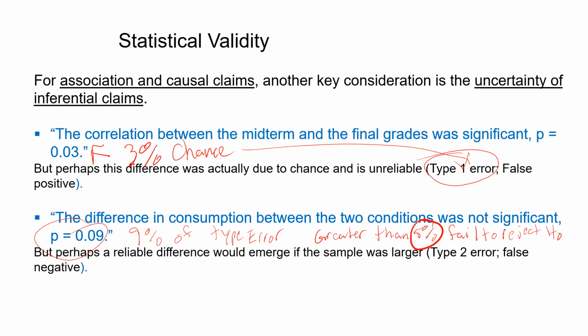However, there could be a difference between those two variables, so we could be committing a type 2 error, which is a false negative. We could be saying there's no effect when there actually is an effect. So these are two things that need to be considered, and then the power of your statistics as well, which is again something talked about in stats.